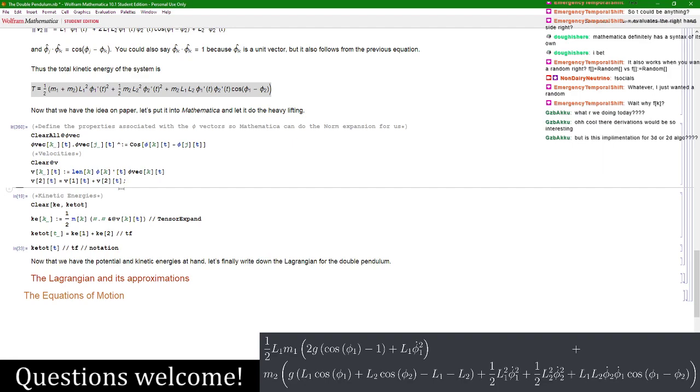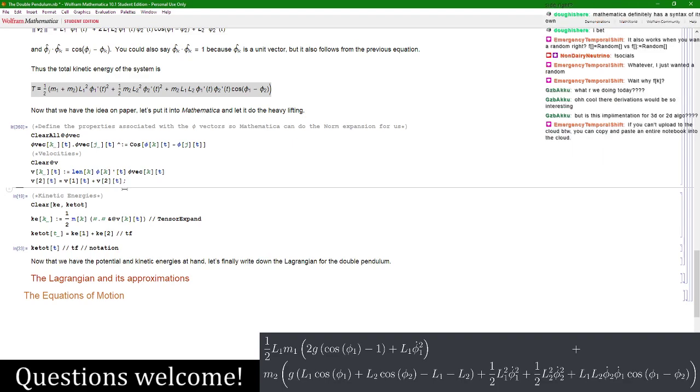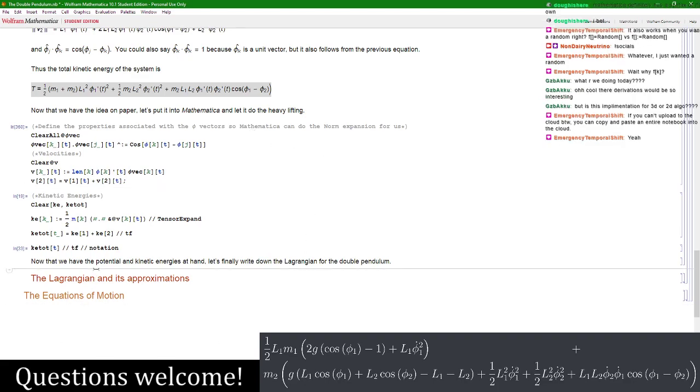Okay, so GZB, but is this implementation for 3D or 2D? This is just the 2D double pendulum. I could do 3D. So Emergency says, if you can't upload to the cloud, by the way, you can copy and paste an entire notebook to the cloud. Right. Yeah, so you're saying like with Mathematica online type of thing? Yeah, I could do that. Yeah, I'll look into a few different ways to maybe get the things out there.